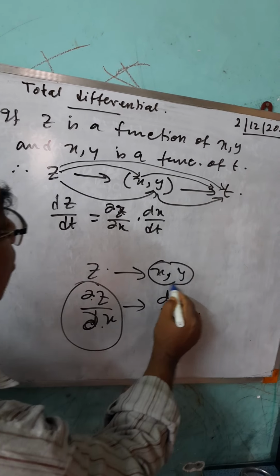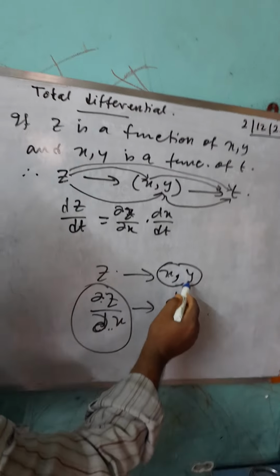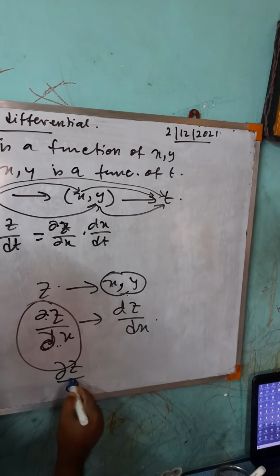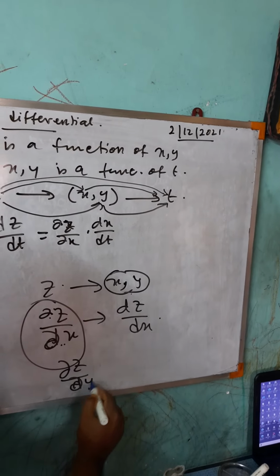then we have to find del z del x when y is constant, or del z del y when x is constant. Then it is partial differentiation. When z is a function of a single independent variable, then dz/dx. Don't say del z del x, because there is only one independent variable. Don't say del z del x here.